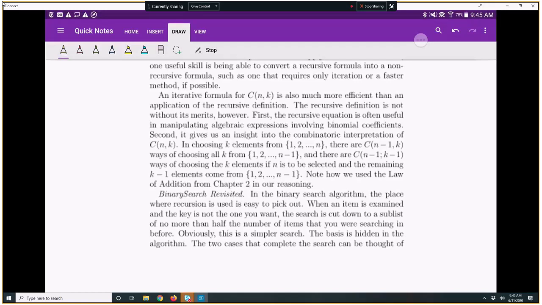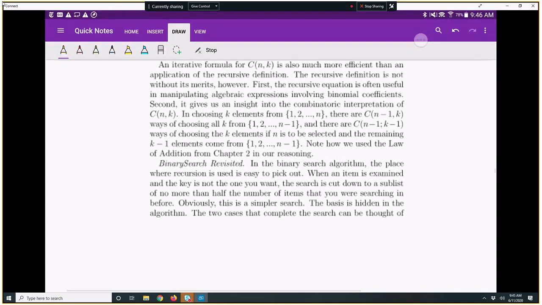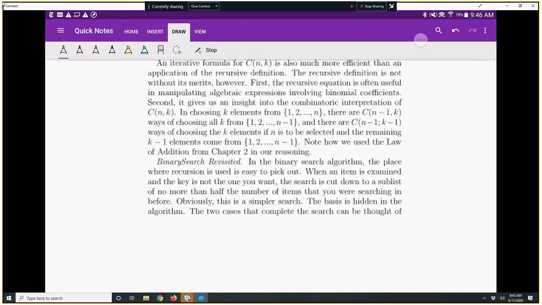Then we'll apply the law of addition. So essentially, we're first counting all of the ways that we could choose the k not including the nth term. Then we're counting all of the ways that we could choose them including the nth term, and we're adding those two counts together. So it's insightful into what's going on behind the scenes to see it explained in one other way.